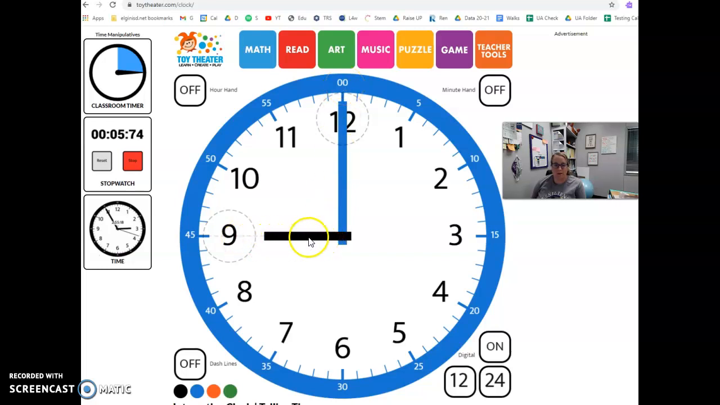What is my hour hand pointing to? What number is it on? That's right, it's on the 9. So we would read this time as 9 o'clock.